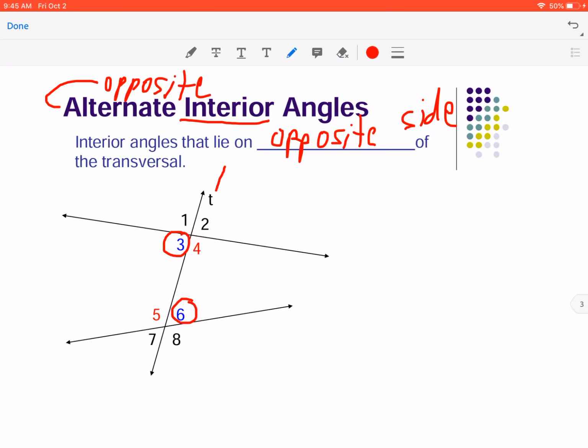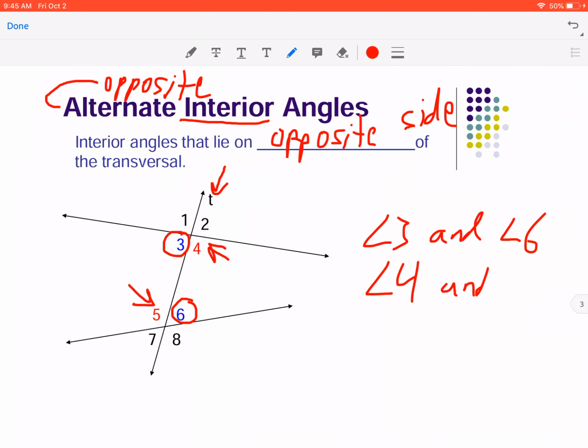The transversal is this line T right here. So angle 3 and angle 6. All right. They have to be on the inside, so the only ones on the inside are 3, 4, 5, and 6. But they also have to be on opposite sides. That's what alternate means. Okay, the only other pair is 4 and 5. All right, that's alternate interior angles.